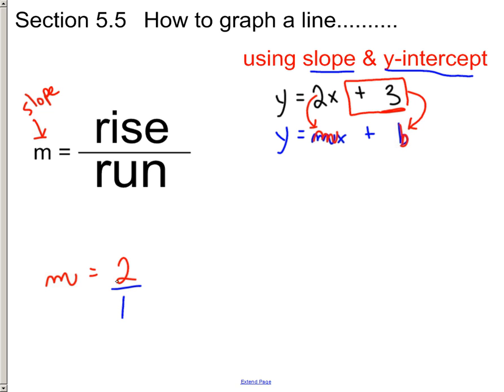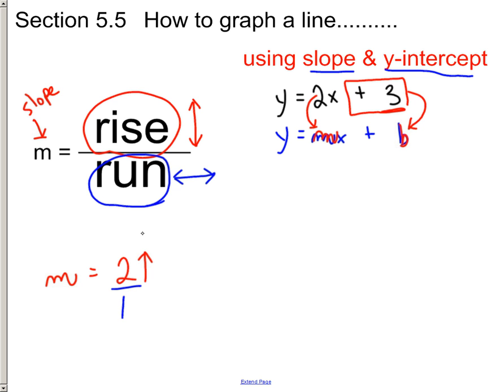So now the top number, 2, we're going to call our rise. The rise goes up or down. If it's positive, we're going to go up. If it's negative, we're going to go down. This is a positive 2, so we're going to go up 2 spots. The bottom number is called our run, and that means you go left or right.